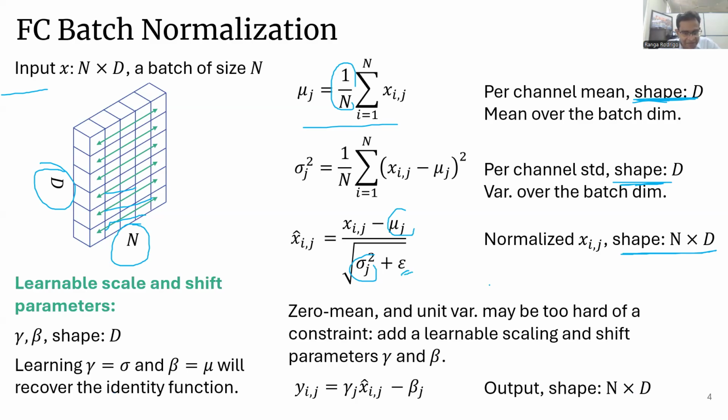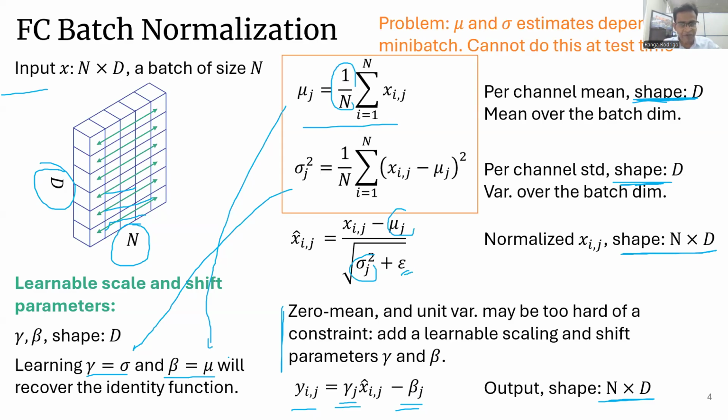Sometimes it is very hard to enforce this constraint, zero mean and unit variance. Therefore, they usually have some learnable variables, gamma j and beta j. The output shape is N times D, y i j is N times D. So they learn gamma and beta, but if gamma is sigma and beta is mu, you can see this acting like an identity function transformation, the combination of these two.